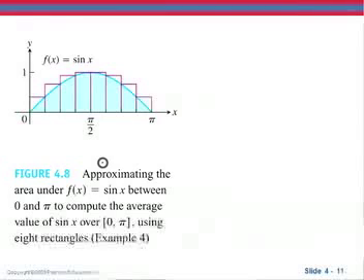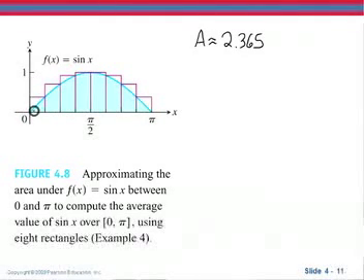Now here we have f of x equals sin x, and we can't just easily find the area under here. Let's say we used 8 rectangles like they have here to approximate the area. Then the area that you would find would be approximately 2.365. We're not going to take the time to actually do that, but remember we could do that just by taking this width of pi over 8, what's the height, pi over 8, what's the height. We could find our area in that way, okay? So this is just an approximation.